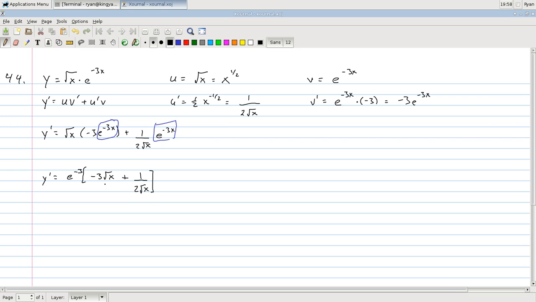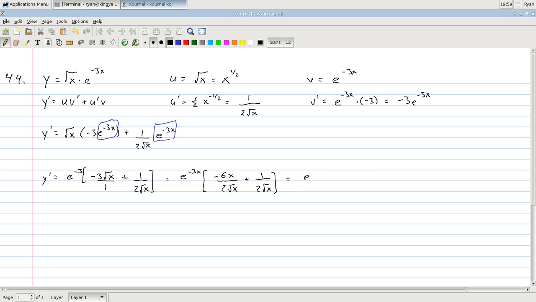Now in these brackets, we can get a common denominator. I see that my denominator here is 1. So we can write this as e to the negative 3x times this quantity here. I'm going to multiply both the numerator and denominator by 2 radical x. This will leave us with negative 6x over 2 radical x plus 1 over 2 radical x.